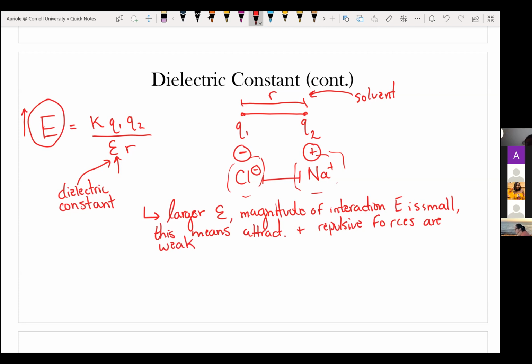And so the second point is that oppositely charged ions are going to tend to associate less in a polar solvent than an apolar solvent.